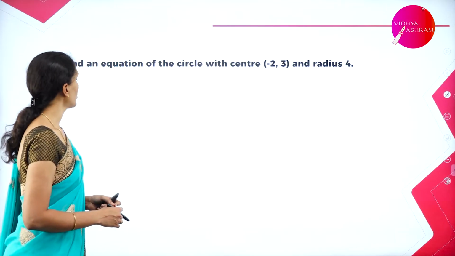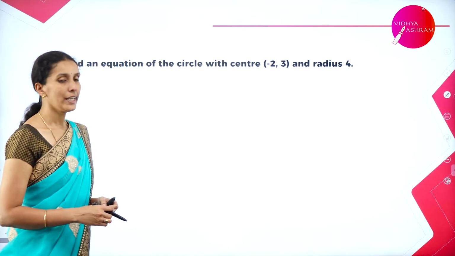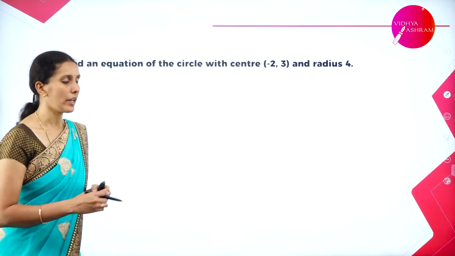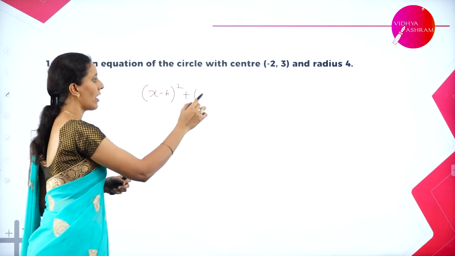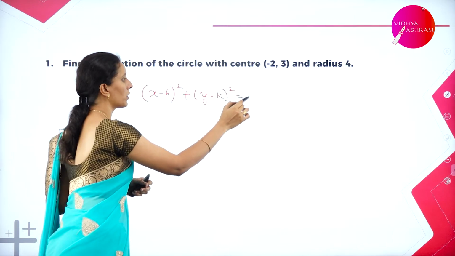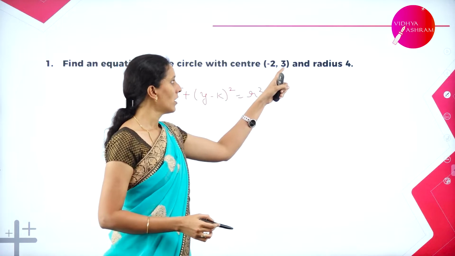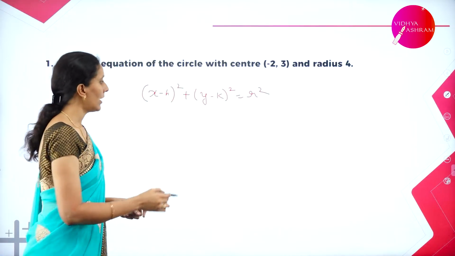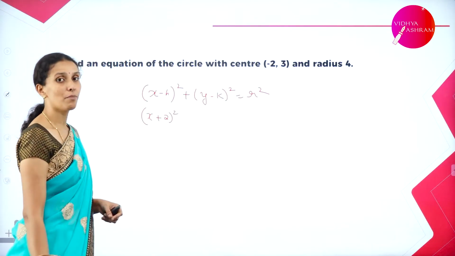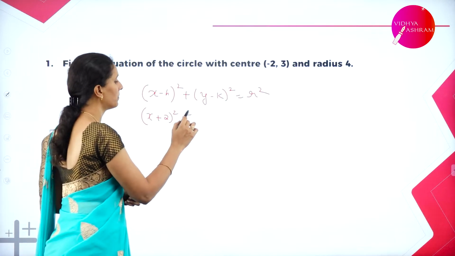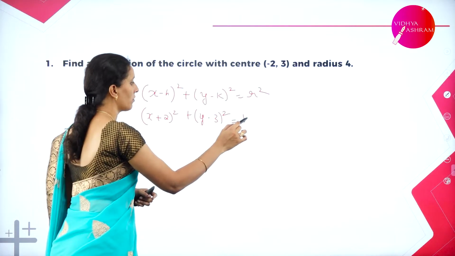So here we have a question. Find an equation of the circle with center (minus 2, 3) and radius 4. We know the general equation of the circle is (x minus h) whole square plus (y minus k) whole square is equal to r square. So the center (h, k) is given, h is minus 2 and k is 3 and r is 4. Let us substitute this. So this is (x plus 2) whole square, because minus of minus 2 is plus 2, and (y minus 3) whole square is equal to 4 square.